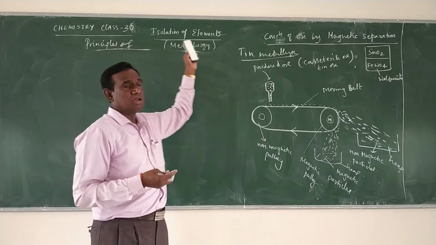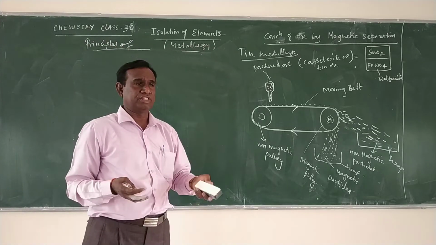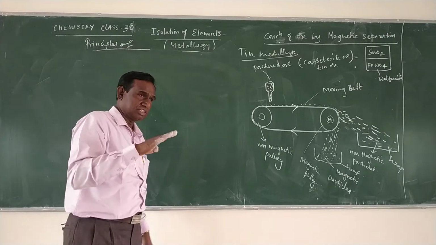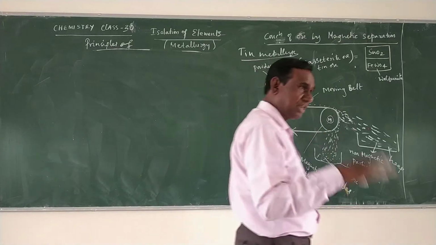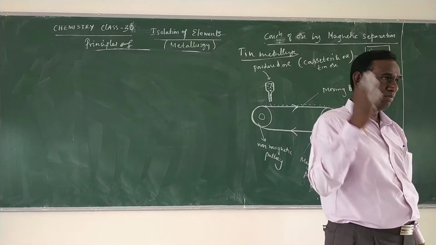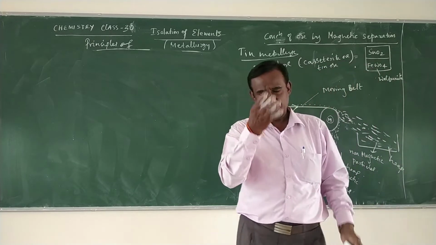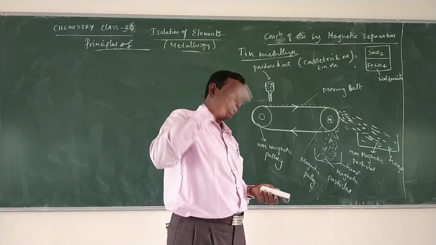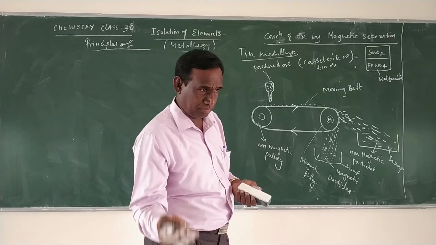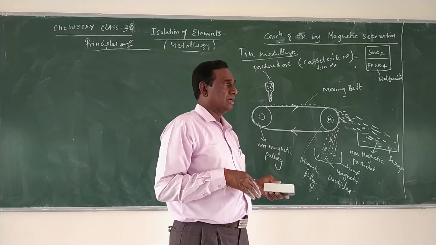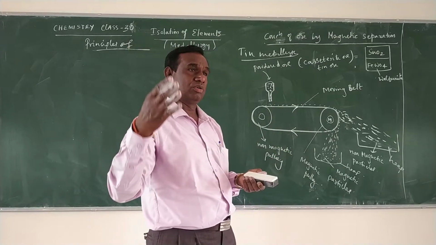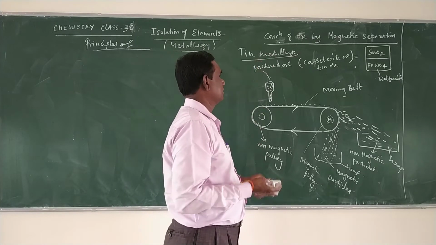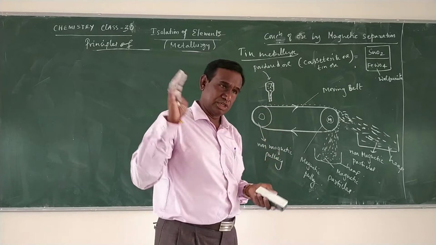So these are the four concentration methods used in the concentration of the ore. What is concentration of the ore? It is the process of removal of impurities from the ore. This method depends upon the nature of the ore and the nature of the impurity. Depending on these, we take different methods like gravity separation, magnetic separation, flotation process, leaching process, etc.